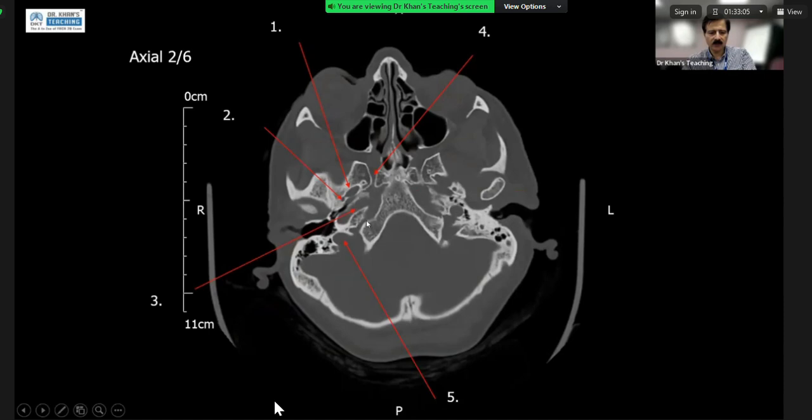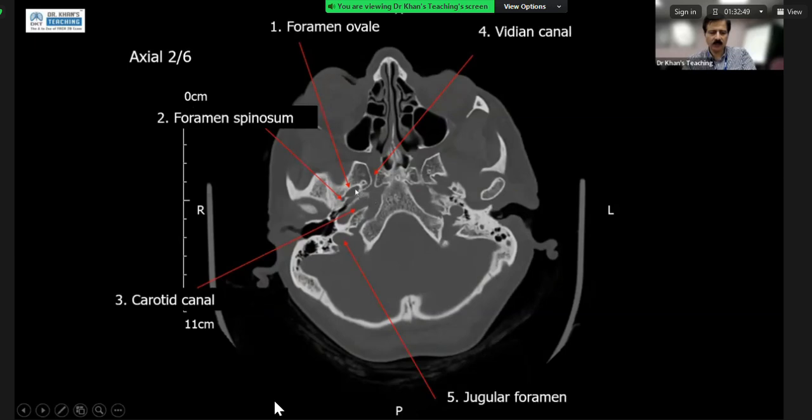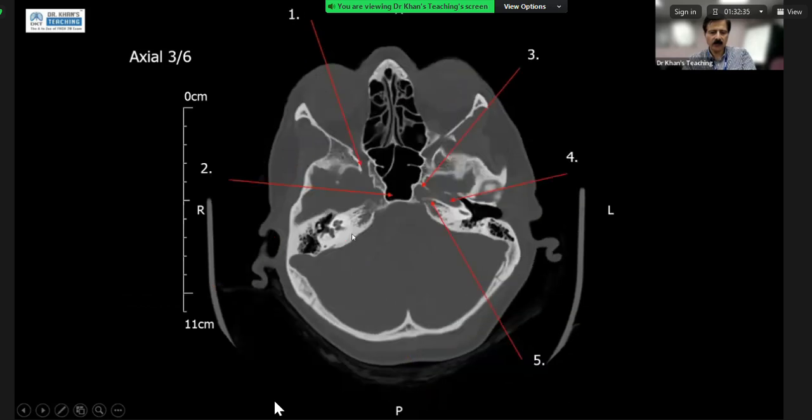Next is a sort of a repetition. I don't think there is much new here. So this is number 4. What is number 4? Excellent. For the rest, because of the time factor, I'll just show you. I think this was similar to the previous one: ovale, spinosum, jugular foramen, and the horizontal carotid canal. Yes, please. What is number 1?